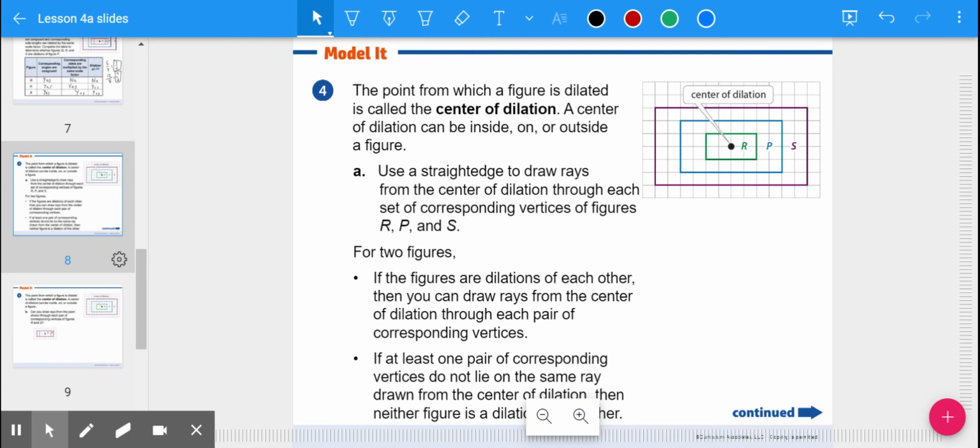So looking at that same one, just getting rid of the middle one, the Q, it says the point from which the figure is dilated is called the center of dilation. The center of dilation can be inside or on the outside of a figure. Use a straight edge to draw rays from the center of dilation through each of the corresponding vertices. So what that means is we're going to draw through here, here, and here.